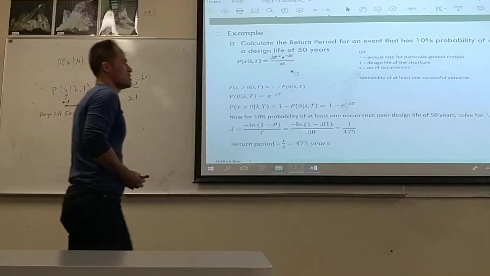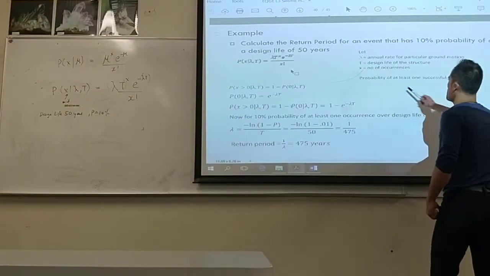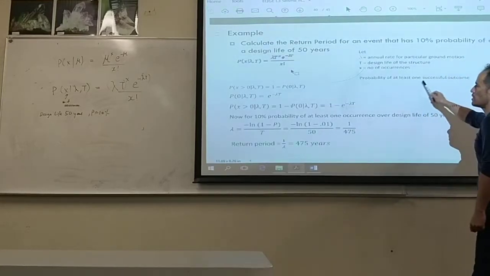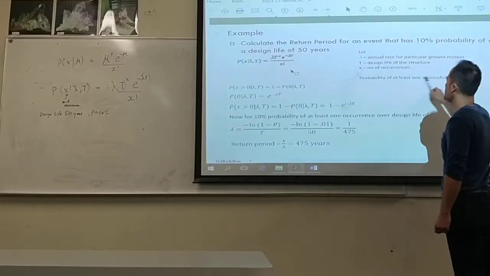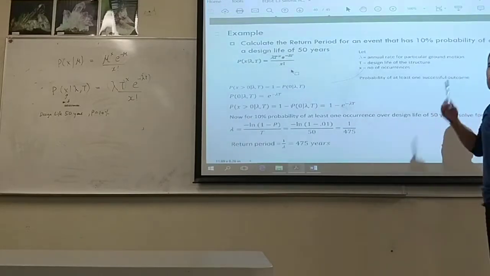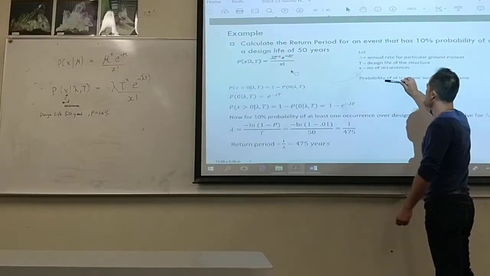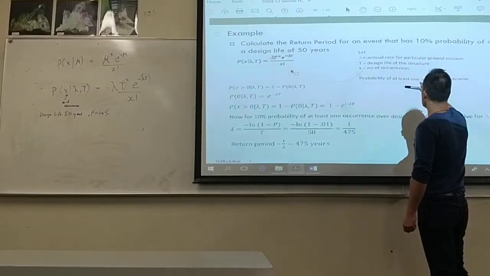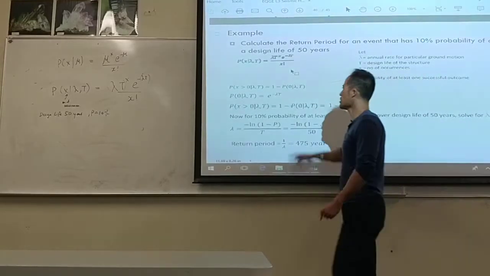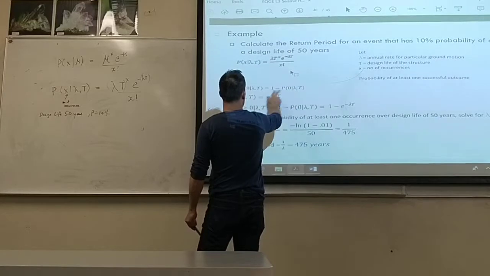Okay, so we need to, this is based on probability of at least one successful outcome. Just take that for now, okay? When we calculate this as one successful outcome, and when I give you the problems, I'll actually state that out clearly. When you have the probability of at least one successful outcome, we need to adjust this formula, right?